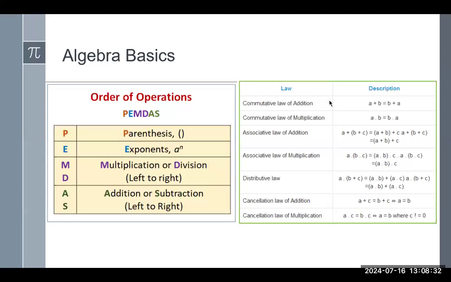So here, actually, we have different laws. You've got the commutative law of addition, which is just saying that A plus B is the same as B plus A. Then you have the commutative law of multiplication. A times B is the same as B times A. Then you also have the associative law of addition. A plus parentheses B plus C is the same thing as parentheses A plus B, and then plus C.